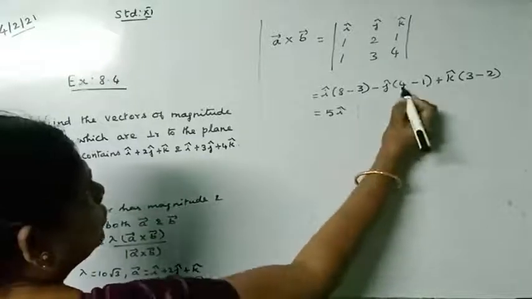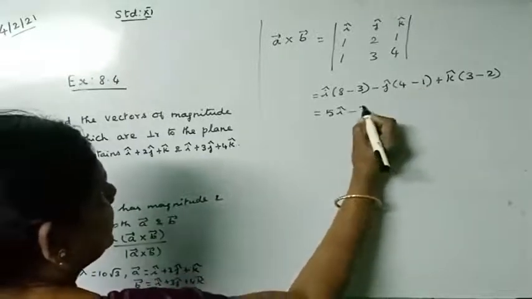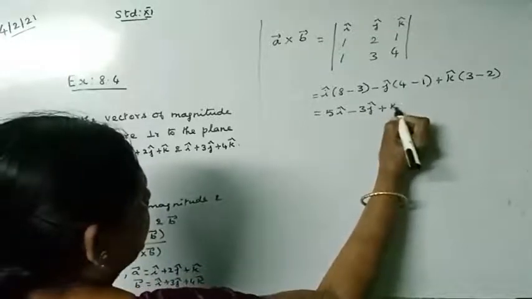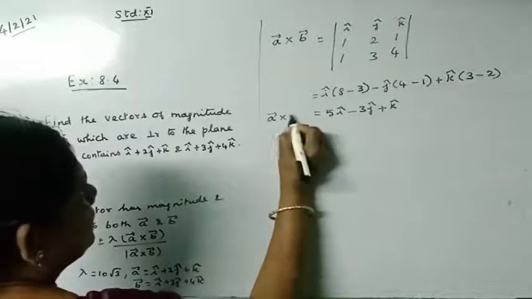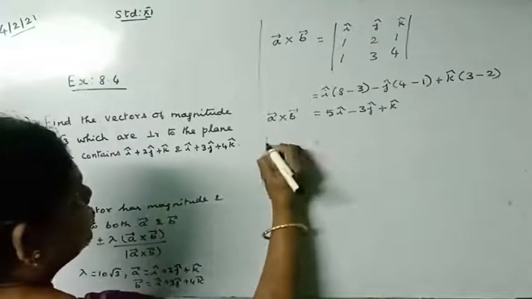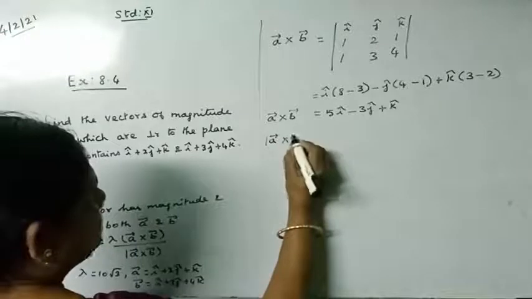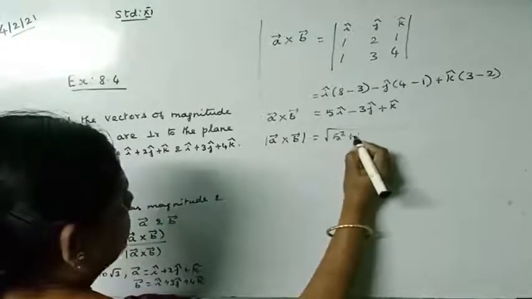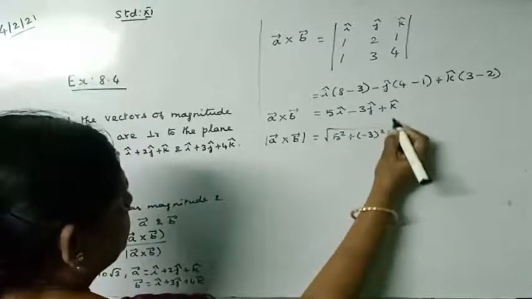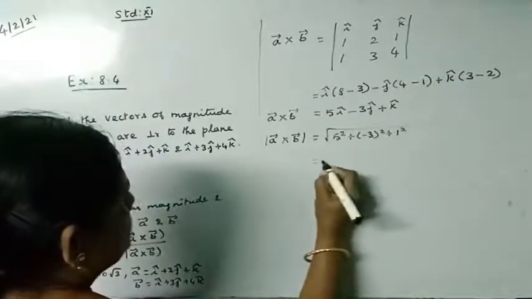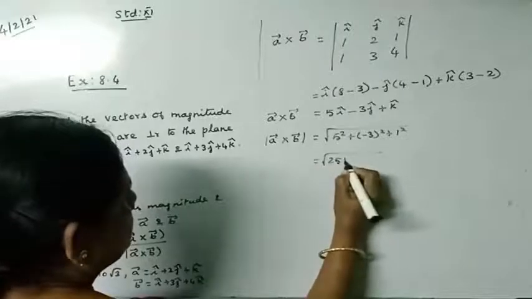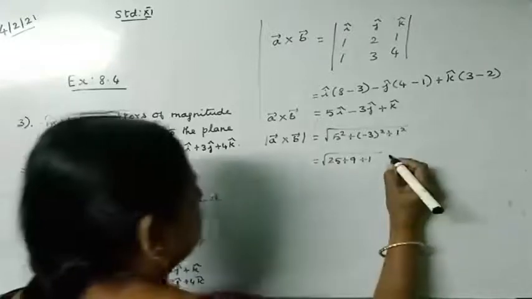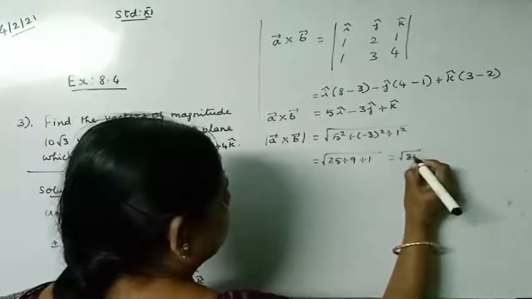So 8 minus 3 is 5, 5 i cap. 4 minus 1 is 3, minus 3 j cap. 3 minus 2 is 1, so it is k cap. So it is A vector cross B vector. Now the modulus of A vector cross B vector is equal to square root of 5 square plus (minus 3) whole square plus 1 square, which is equal to 25 plus 9 plus 1, which is equal to 35, root 35.